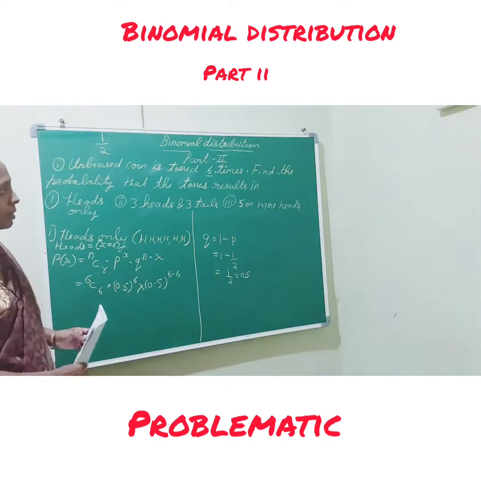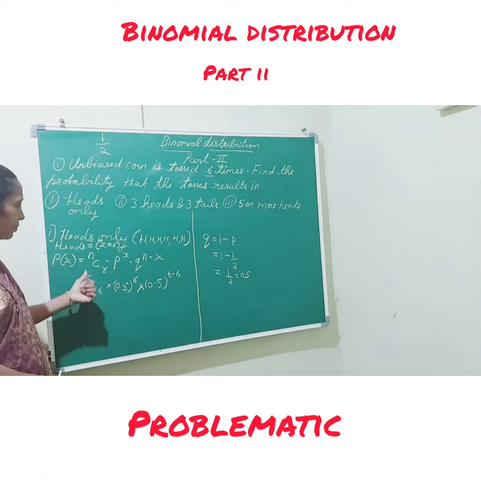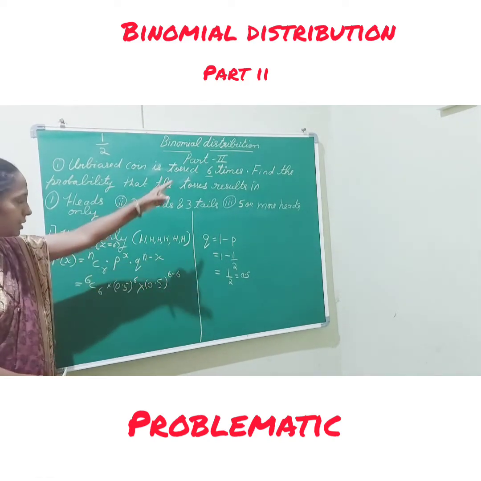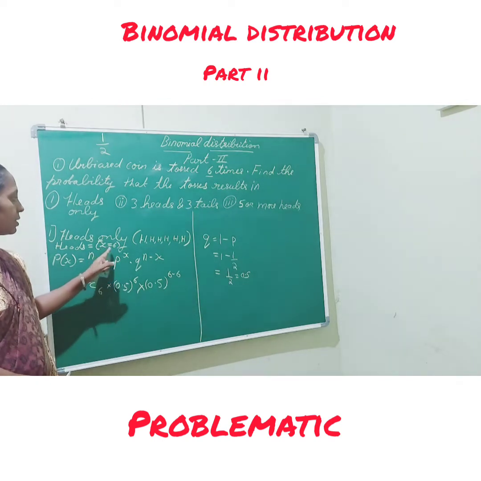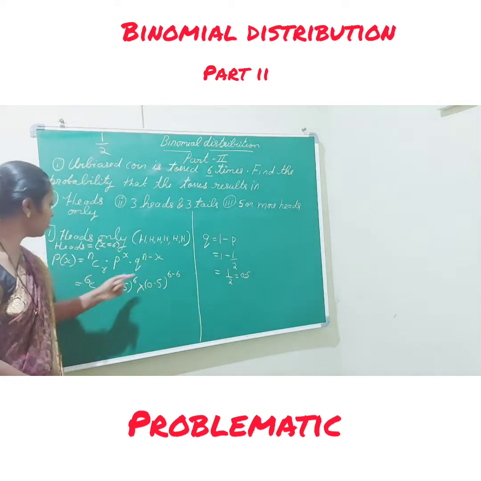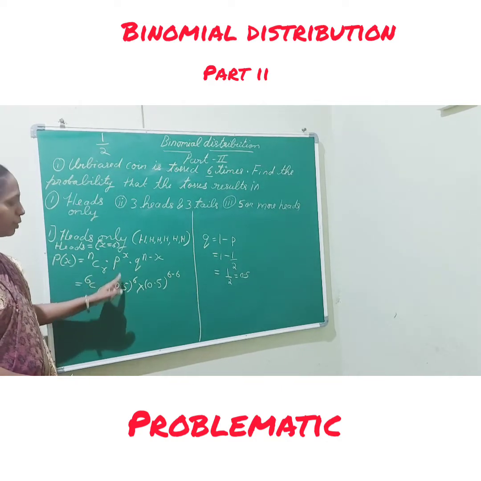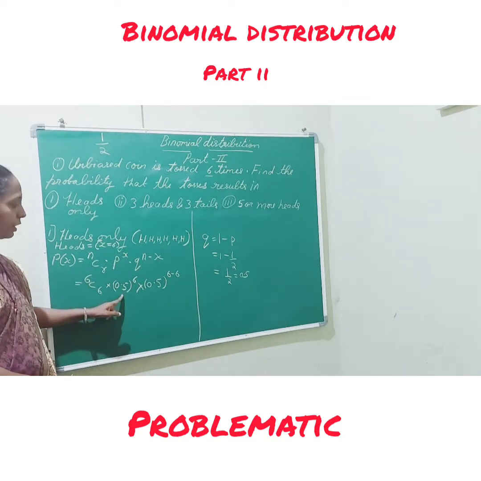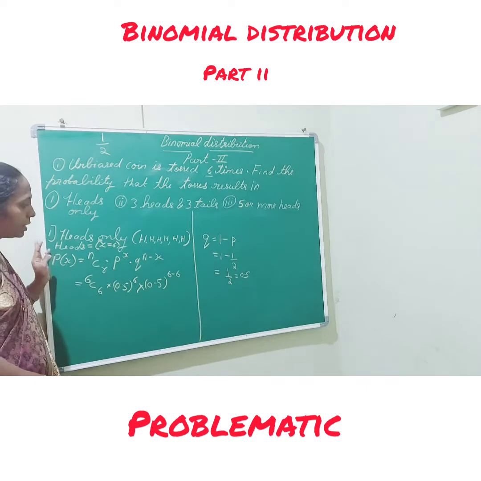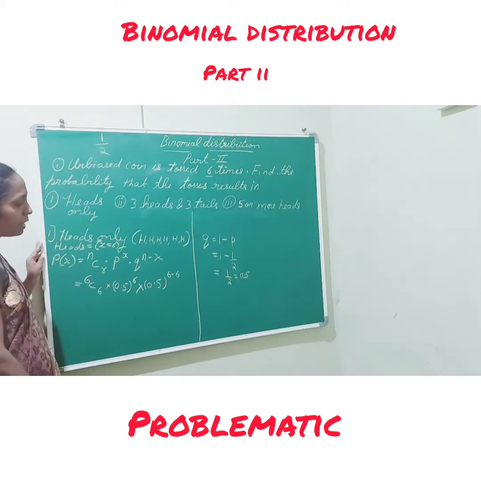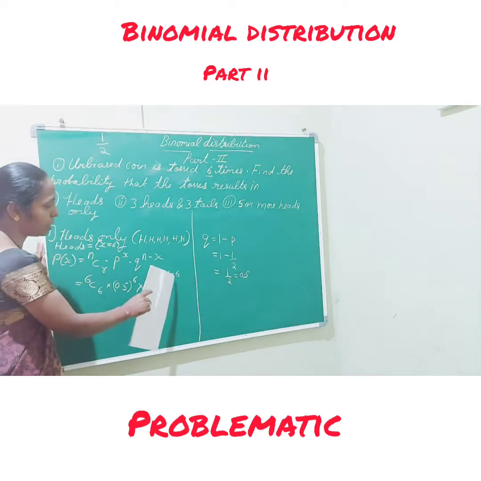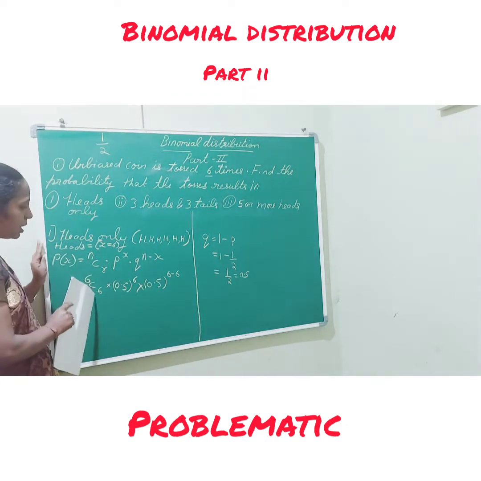Now I have just substituted the values. Let me go through it. n is 6 events. x is 6, heads only 6 times. So both will be 6. Probability is 1 divided by 2, which I have written in decimals as 0.5 raised to x, 6. Then Q raised to n minus x. The n value is also 6 and the r or x value is also 6.